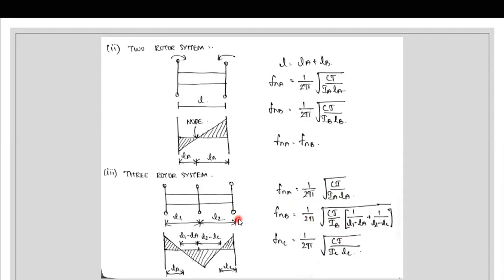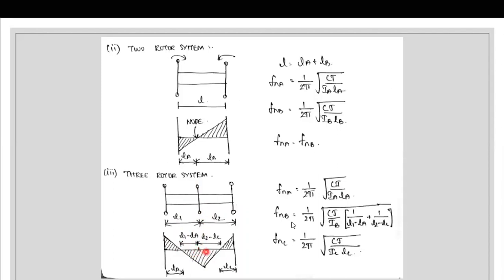Before that, just come back to the diagram itself. We have three rotors, and the shaft will be converted to an equivalent shaft. The distance between rotor A and rotor B is L1, and the distance between rotor B and rotor C is L2. Once the rotors rotate and twisting takes place, we get two nodes: one node between rotor A and B, and another node between rotor B and C, because the neighbouring rotors are rotating in opposite directions.